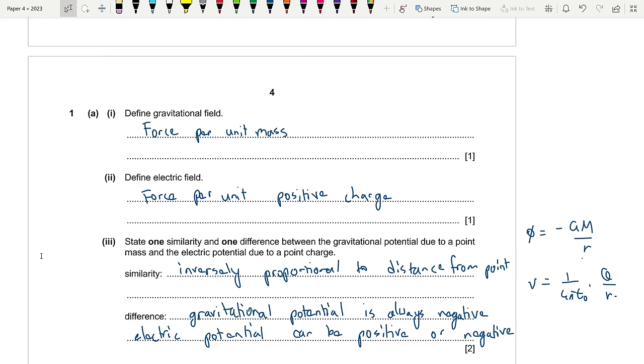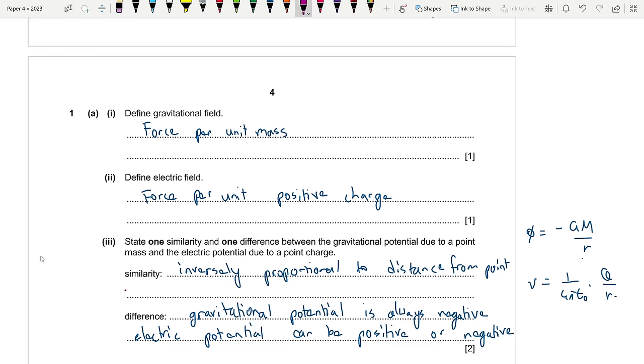Anyway, state one similarity and one difference between the gravitational potential due to a point mass and electric potential due to a point charge. So you guys know that the formula for gravitational potential is minus GM by r, and the formula for electric potential is 1 by 4 pi epsilon into q by r. So as you can see, the similarity is that both of them are inversely proportional to r. So inversely proportional to distance from a point, or other similarities include.